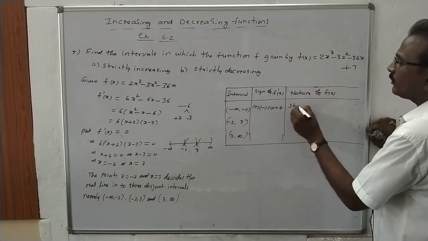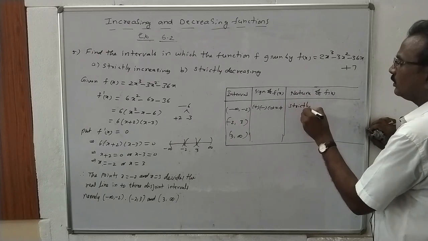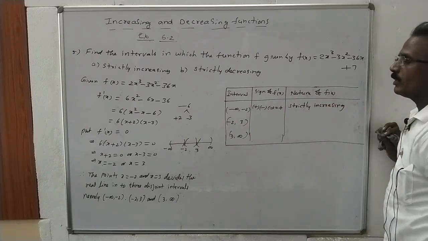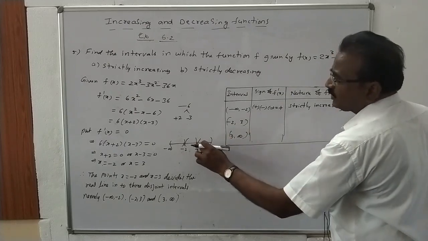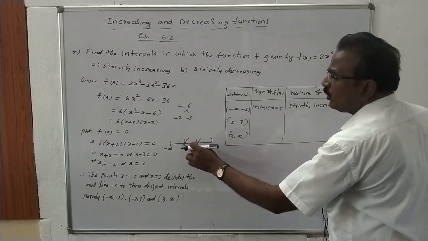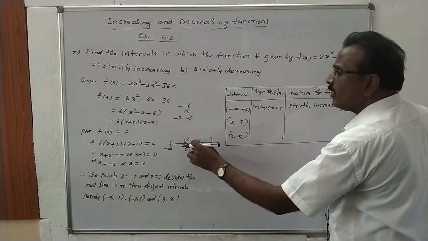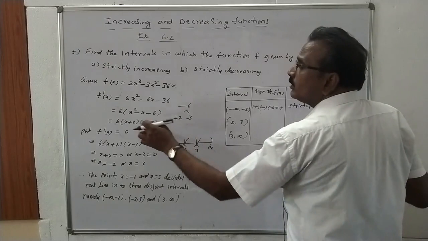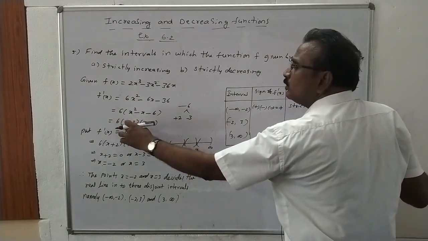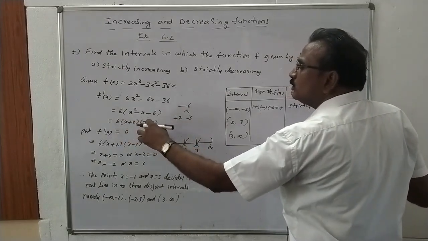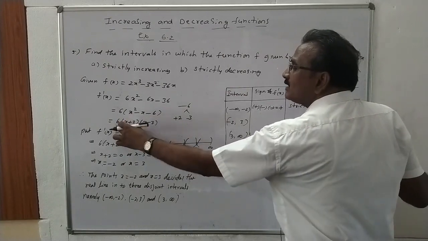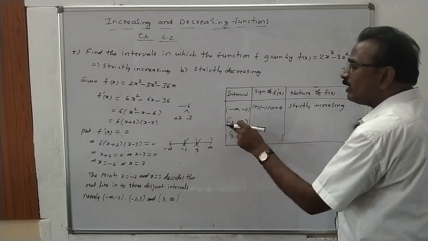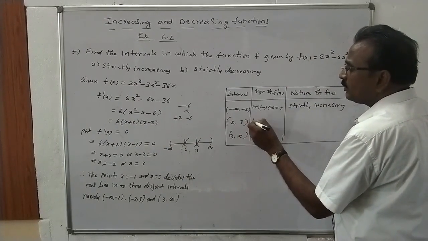Nature of f of x is strictly increasing. Now the interval minus 2 and plus 3. Suppose x is equal to 0, minus 1 or 1, take any value. Suppose x is equal to 0: 6 is positive, 0 plus 2 is positive, 0 minus 3 is negative, plus into plus into minus. Take any value between minus 2 and 3, 6 is positive.